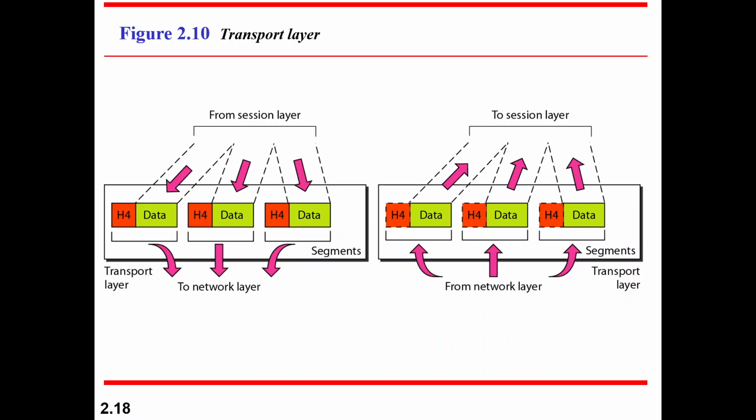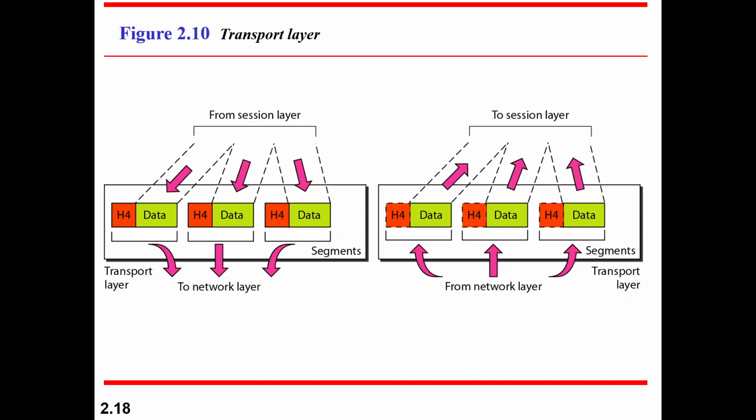Second is segmentation and reassembly. A message is divided into transmittable segments, with each segment containing a sequence number. These numbers enable the transport layer to reassemble the message correctly upon arriving at the destination and to identify and replace the packets that were lost in transmission.